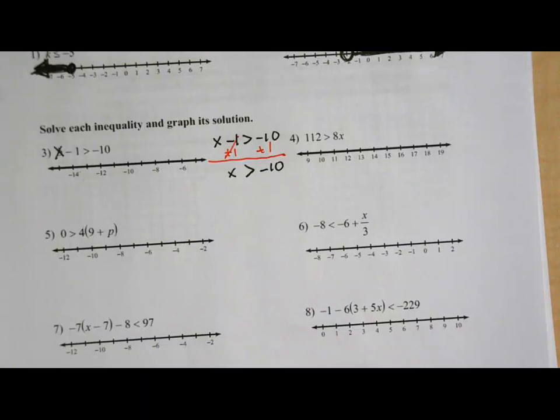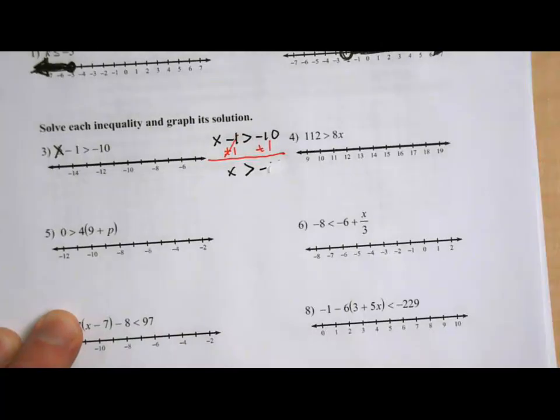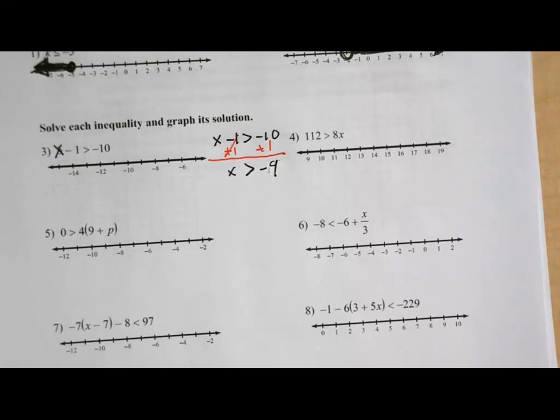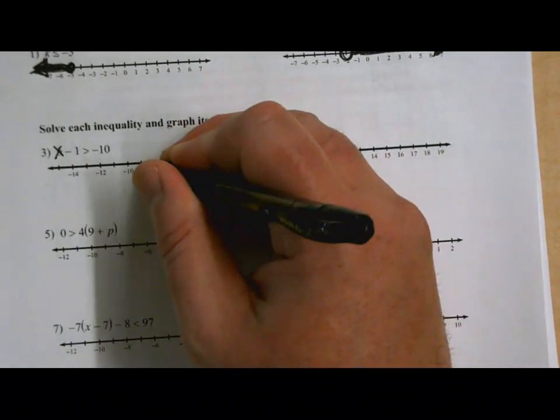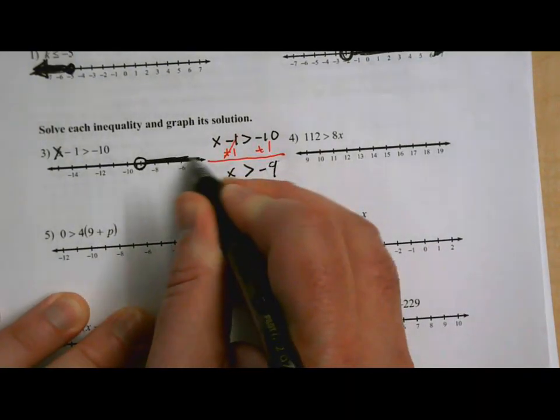Negative 9, thank you. X greater than negative 9. So go ahead and graph that. Find me negative 9 on your number line. Open dot or solid dot? Open dot at negative 9. And the alligator is eating the x, so we want x to be bigger than that. So we're going to go to the right.